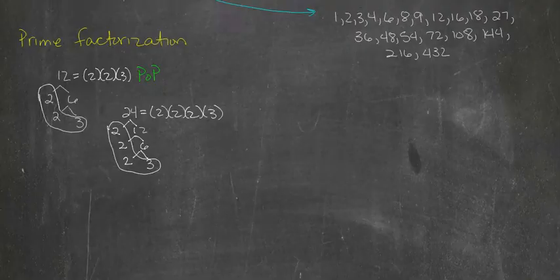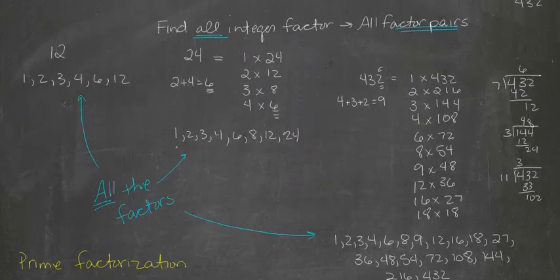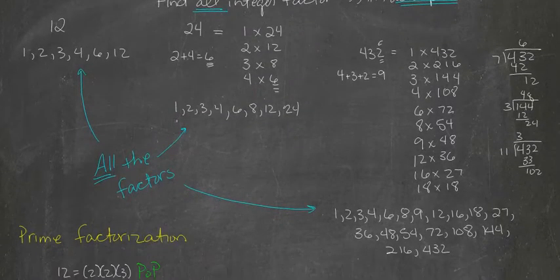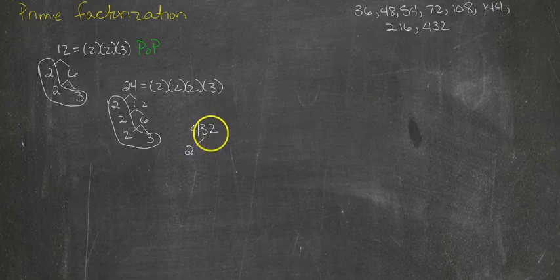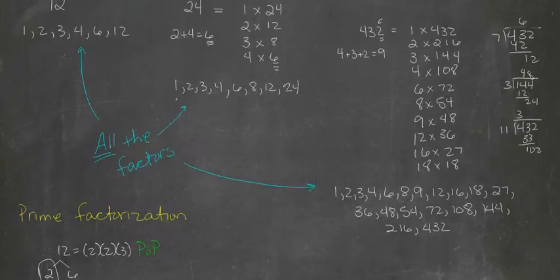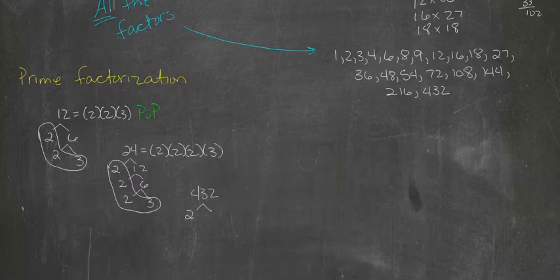Let's do, what was the other number we had? That ugly one? 432. Should we do that one? Yeah, what the heck. Let's go ahead and do it. 432 divides by 2. We know it does because it's an even number. And what did that give us? When we divided it by 2, we ended up with 216.